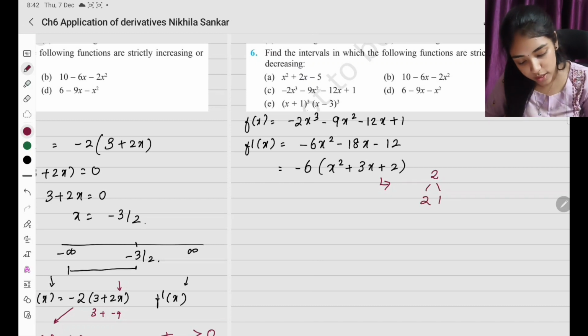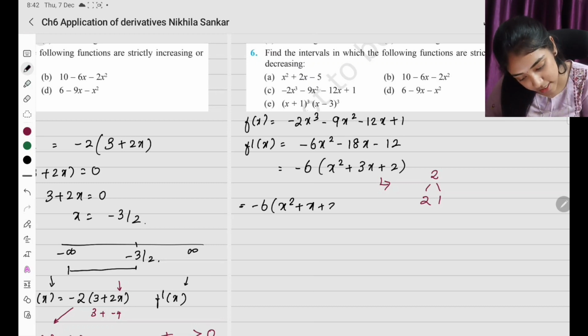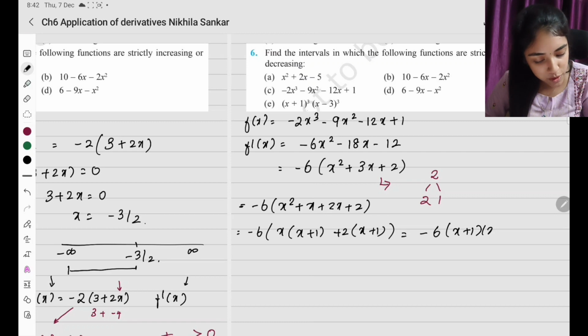So inside the bracket, when I use splitting the middle term, equals minus 6 times x square plus x plus 2x plus 2. So this is going to be minus 6 times x square, x a common, I have x plus 1; x plus 1, and I need to do plus 2. So this is going to be minus 6 times x plus 1 into x plus 2.